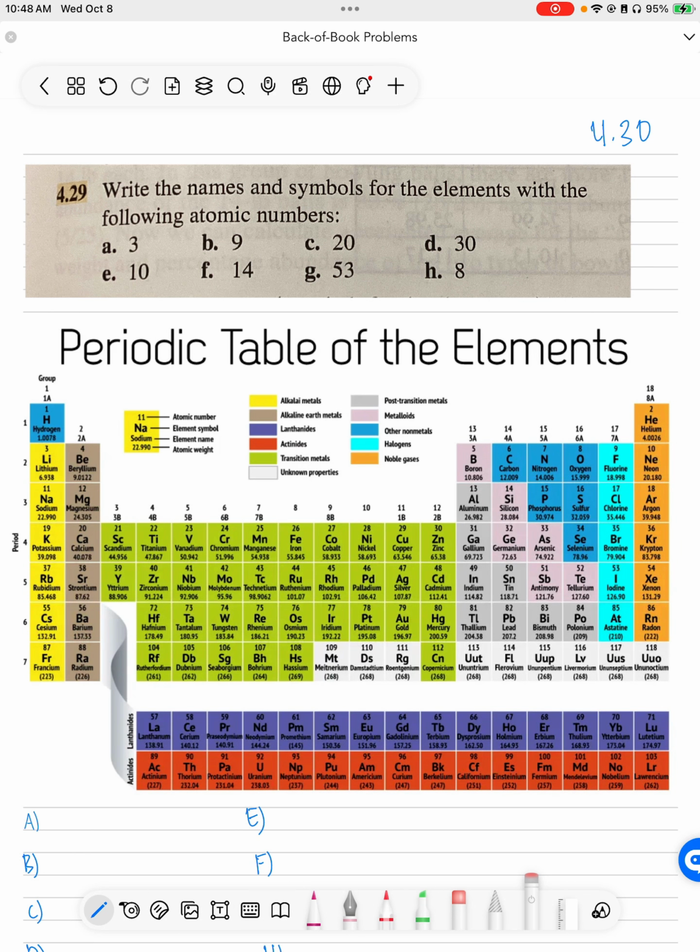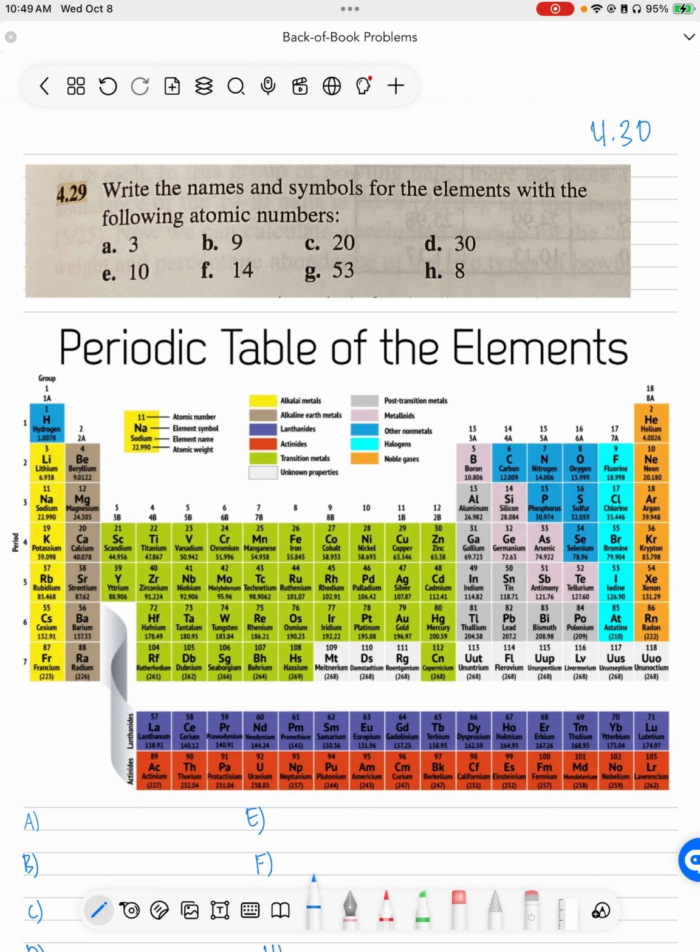Okay, our next question for you for the back of the book problems would be 4.30. So I'm going to do 4.29, and you can find the answers to anything that is an odd number or highlighted in the book. So the question is, write the names and symbols for the elements with the following atomic numbers. So first we have to ask ourselves, what even is an atomic number?